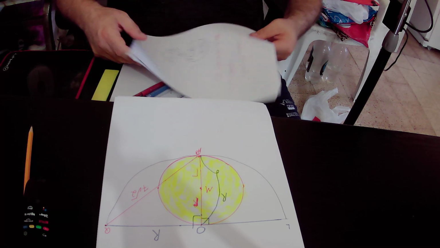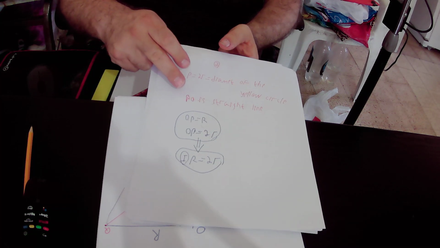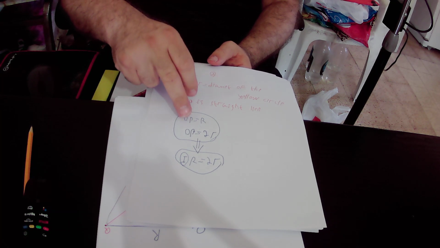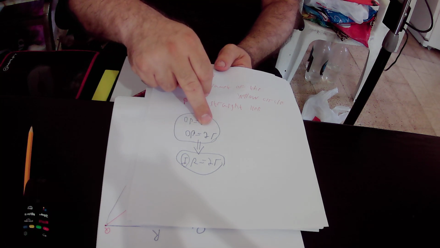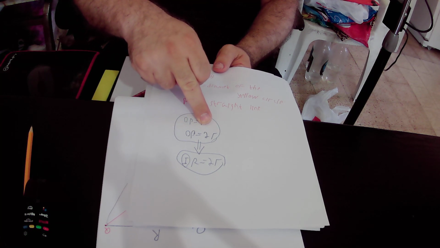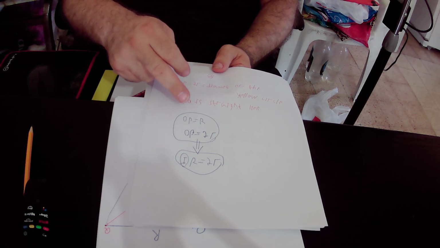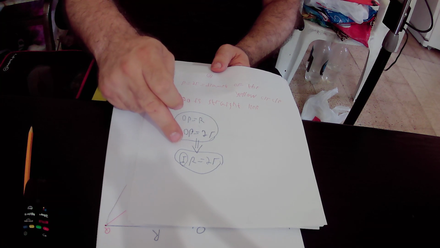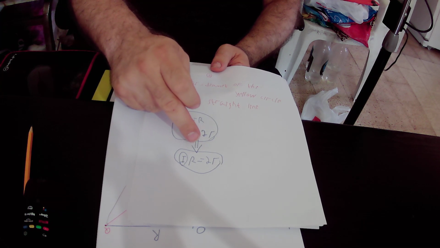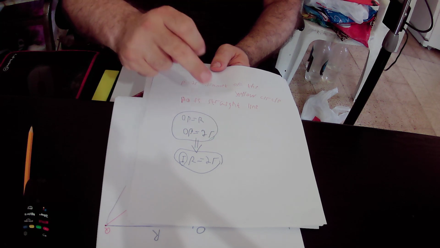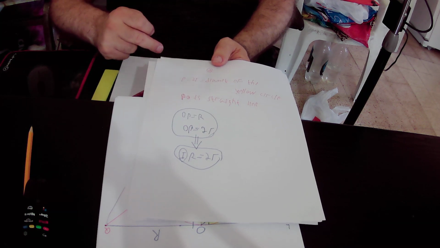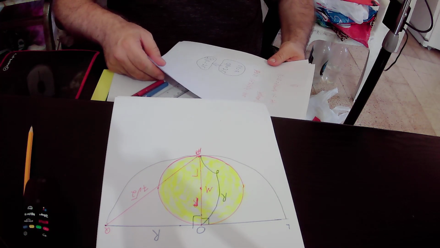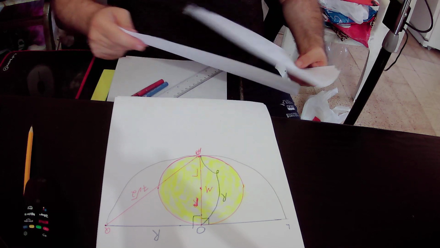We found out that OP equals the radius of the semicircle from one side. But we also found out that OP equals the diameter of the yellow circle, or OP equals 2 times small r. From that we can deduce that the radius of the semicircle equals 2 times the radius of the small circle, the yellow circle. Okay, so that is equation number 1: capital R equals 2 times small r.